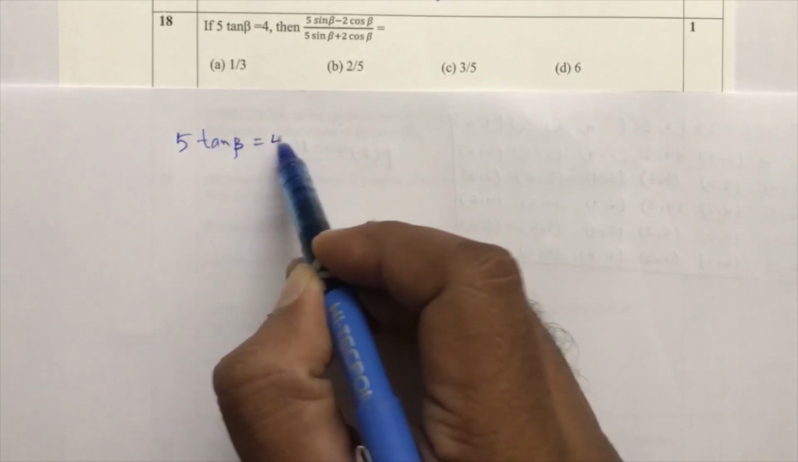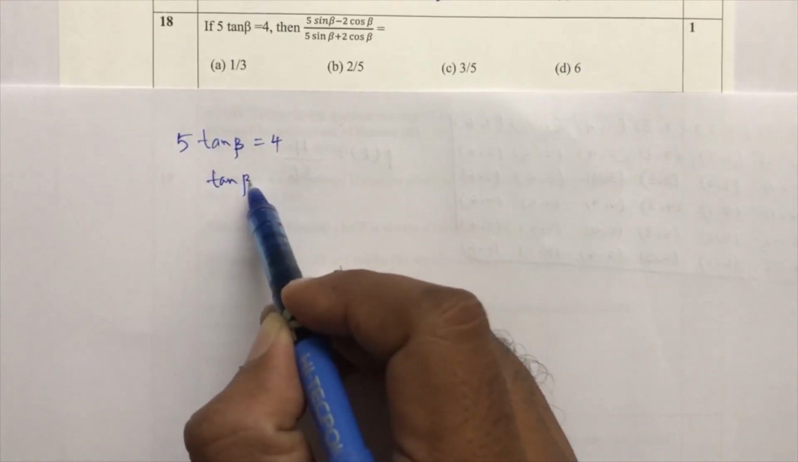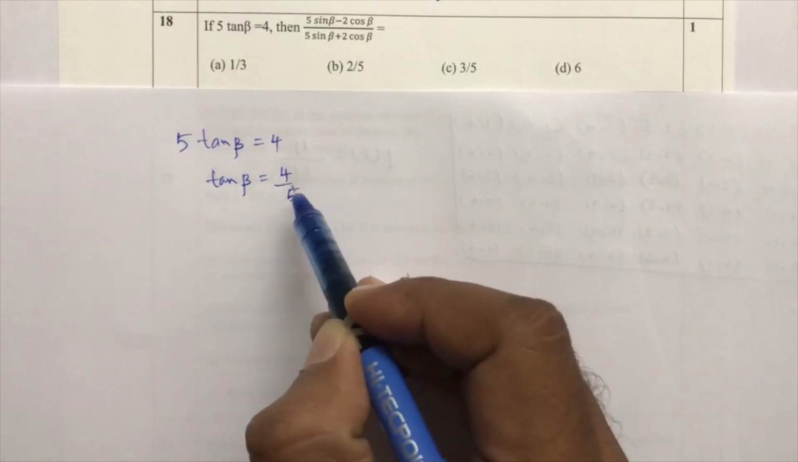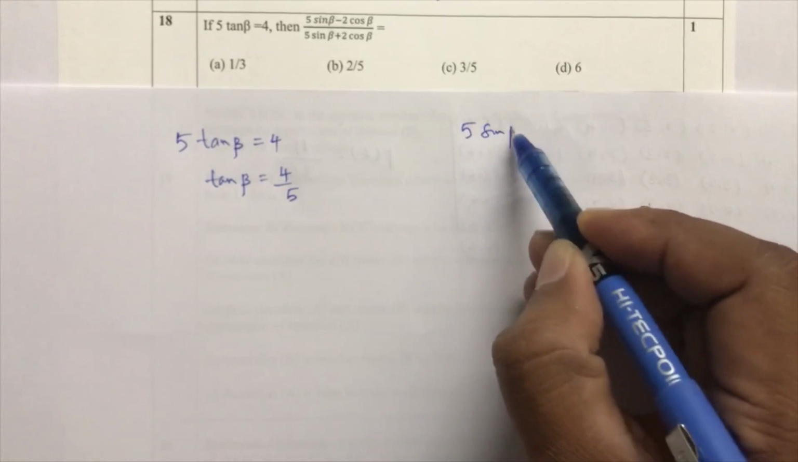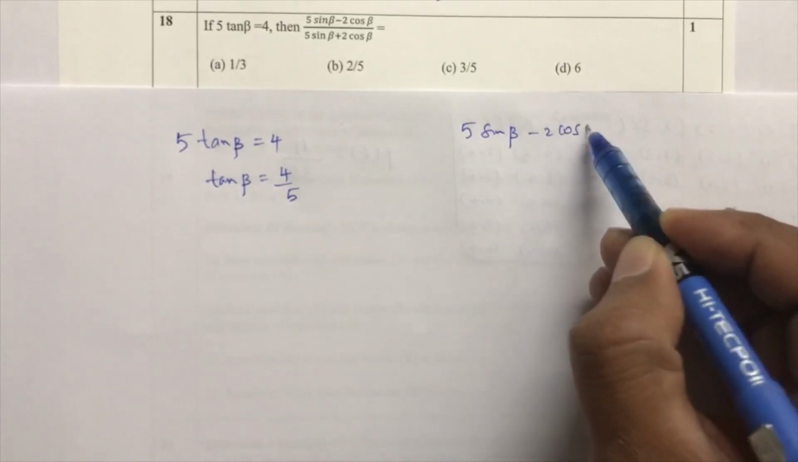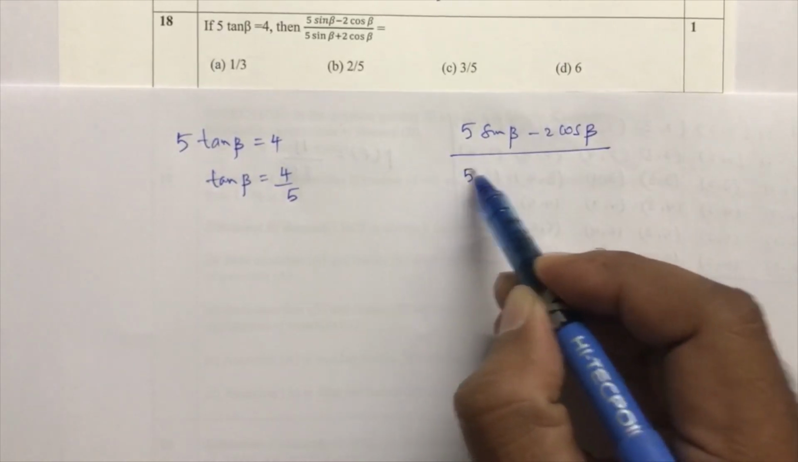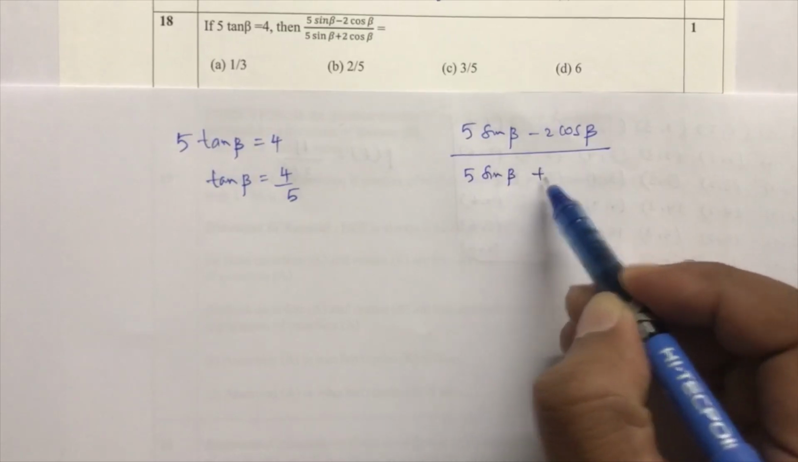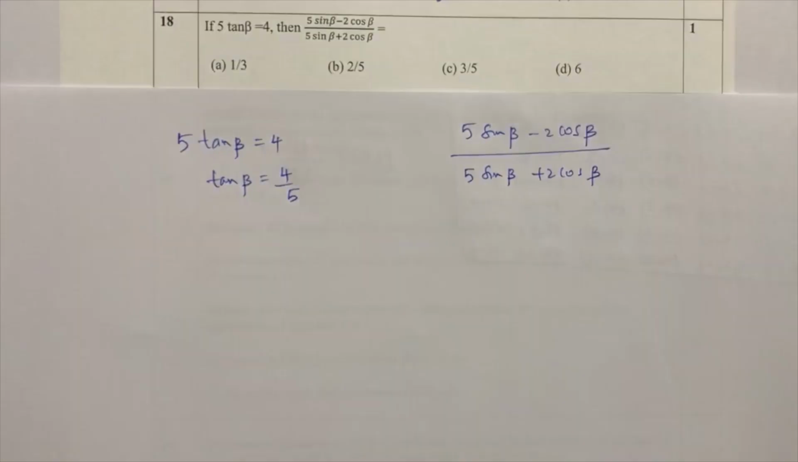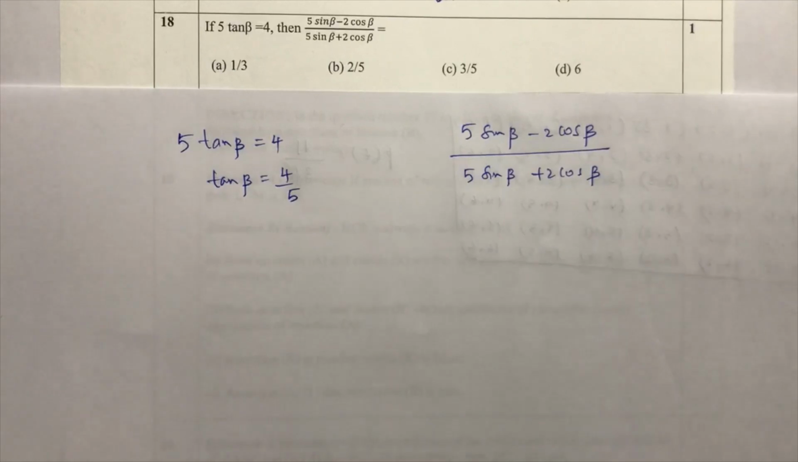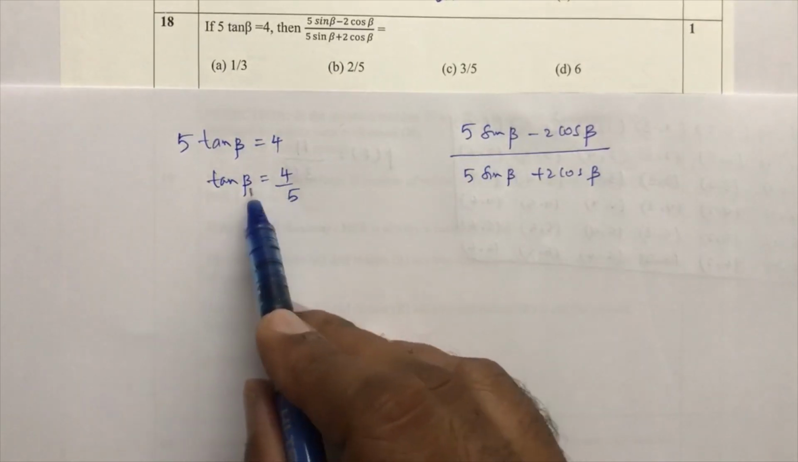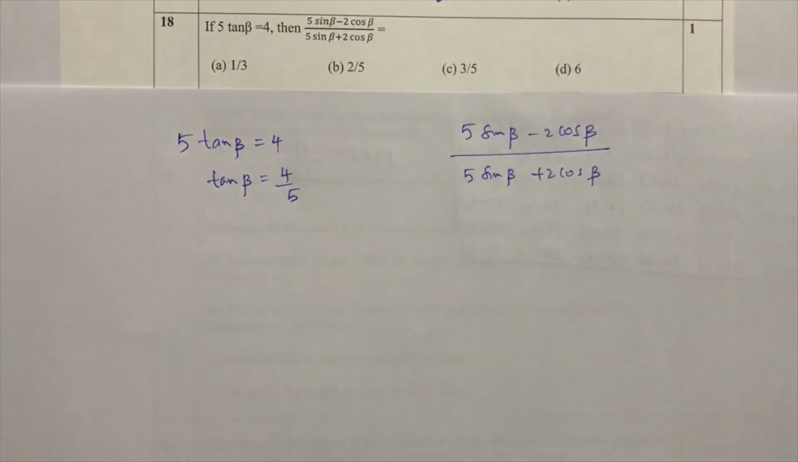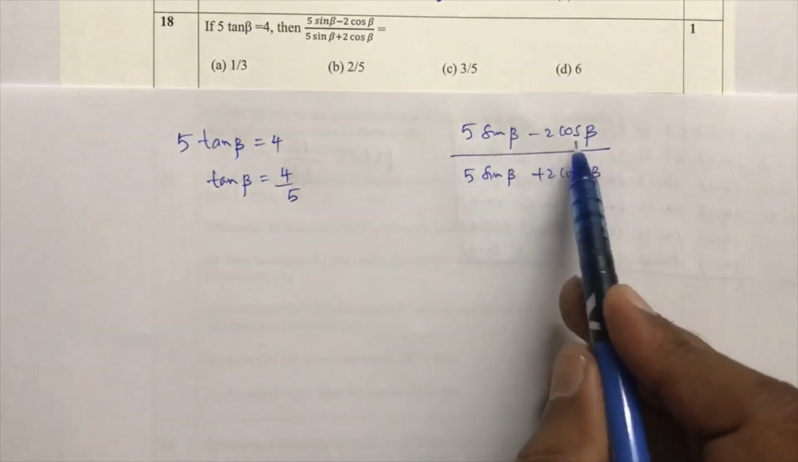5 tan beta equals 4. So tan beta equals 4 by 5. With the help of this logic, the question is 5 sin beta minus 2 cos beta by 5 sin beta plus 2 cos beta. Here you can see tan beta is there. With the help of Pythagoras theorem you can find opposite and adjacent, find hypotenuse, and find sin beta, cos beta, and substitute.